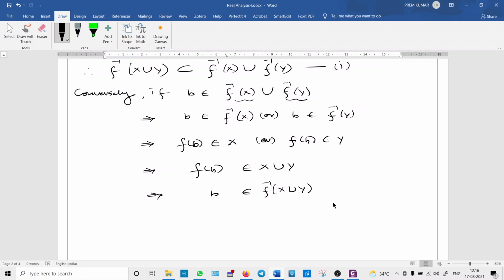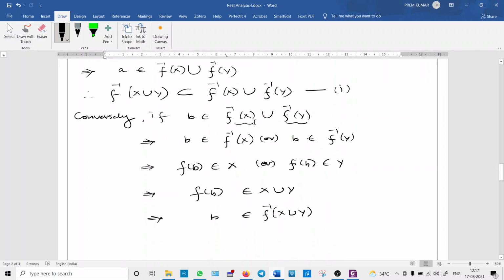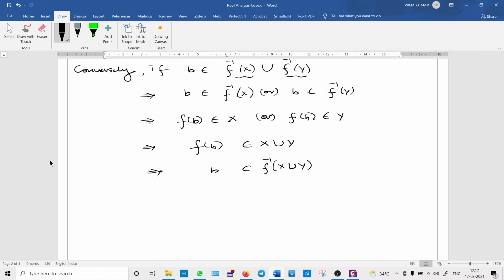Okay, so thus b belongs to f inverse of x union f inverse of y. So what we concluded: we took one element from this set and finally proved that it also belongs to this set. So what do we conclude? Therefore, f inverse of x union f inverse of y is a subset of f inverse of x union y.